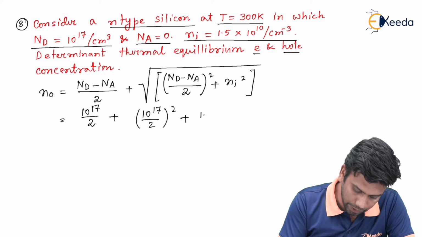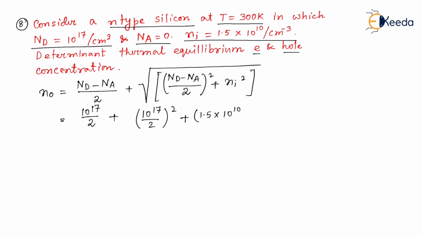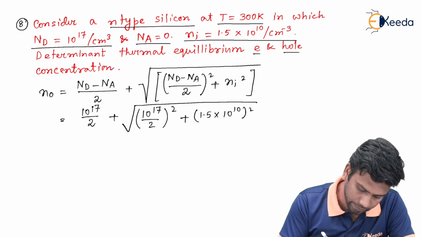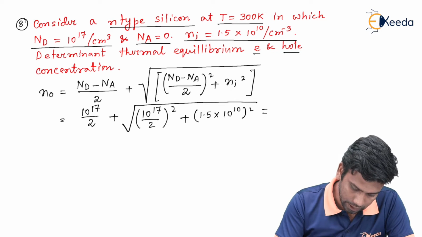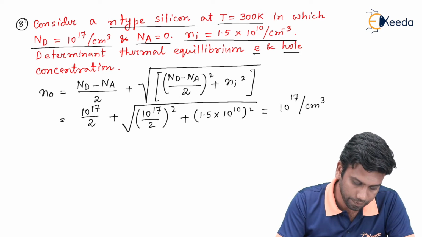Ni is 1.5 into 10 to the power 10, whole square and whole root over. So we can find the value as 10 to the power 17 per centimeter cube.